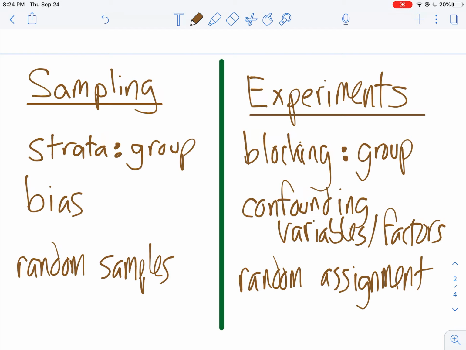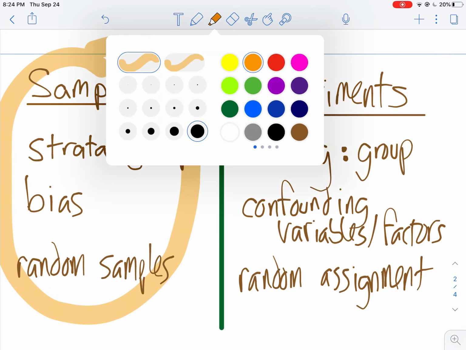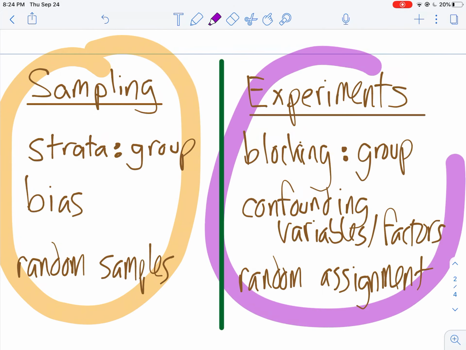It's always good to have this somewhere, so you know that when you're using these terms, like when you're describing your results, maybe if you're describing the results of a sample, right? You're not going to use these terms from an experiment. You're not going to talk about blocking in a sample. You're not going to talk about confounding variables in a sample. You're not going to talk about random assignment in a sample. And likewise, if you're talking about an experiment, you never want to use the term strata, bias, or random samples, anything like that. These are the terms that are really exclusive to these specific situations.